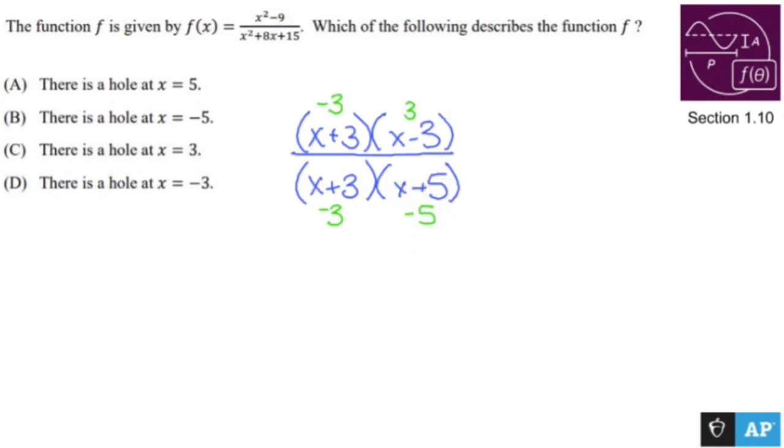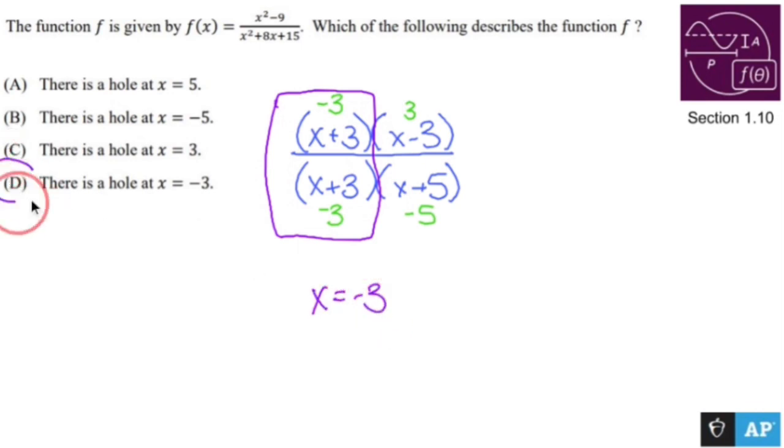I only care about one thing here, and that is the hole. Again, the hole exists when I have a parentheses up here that's the exact same as the parentheses down here, and no more repeats anywhere else. That happens right here. So my factor is x plus 3, but the magic number where that happens is at x equals negative 3. So there is a hole at x equals negative 3. And that's my guy, baby.